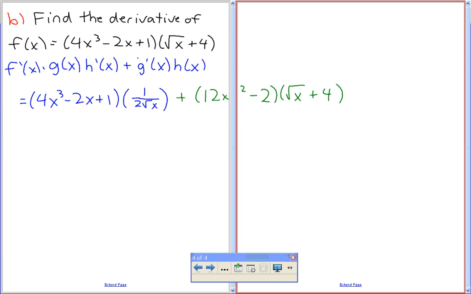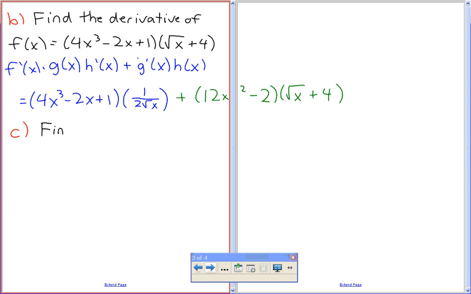One other one I'm going to get you to solve. I'll do C. I would like you to find the rate of change.